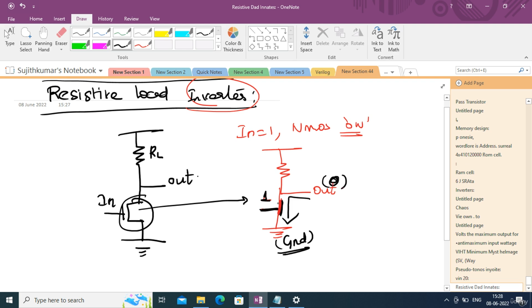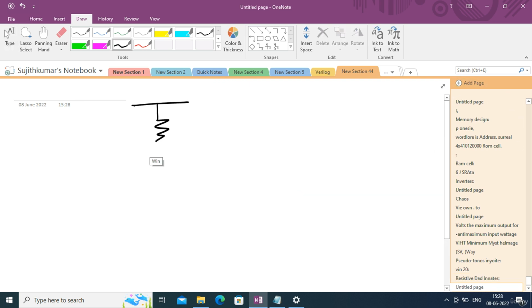Okay, right. What will happen if you apply 0? So if you apply 0 to the NMOS, the NMOS will not be active, right? So there is an open circuit. When you apply 0, the NMOS will be off. So there is an open circuit here. So your output, there is only one way, it should be connected to VDD.